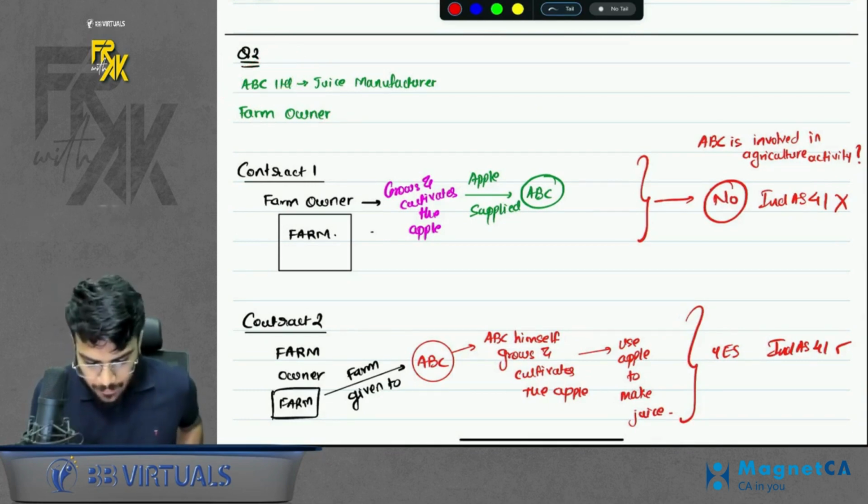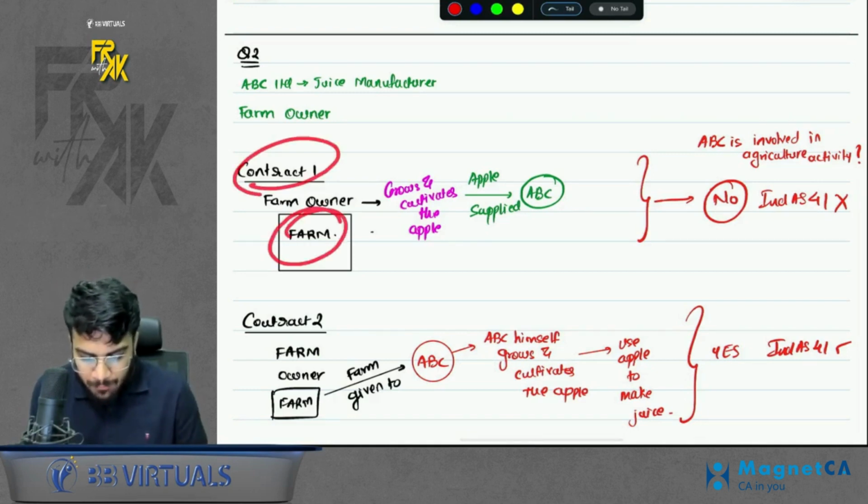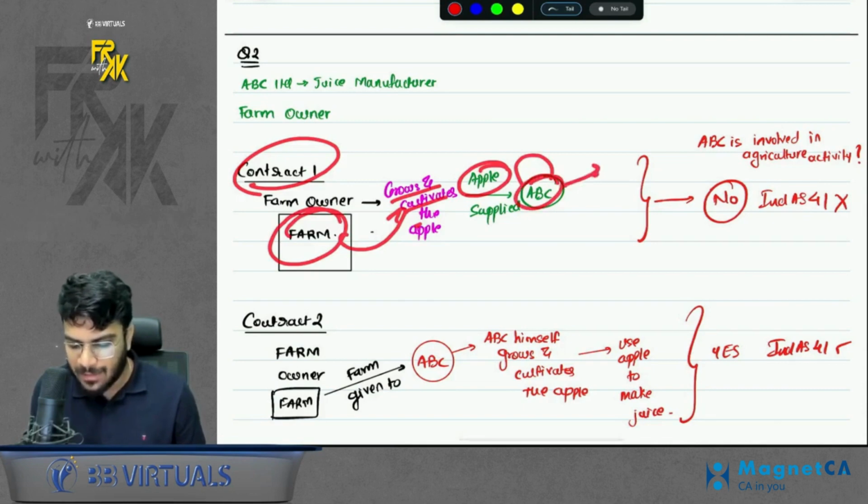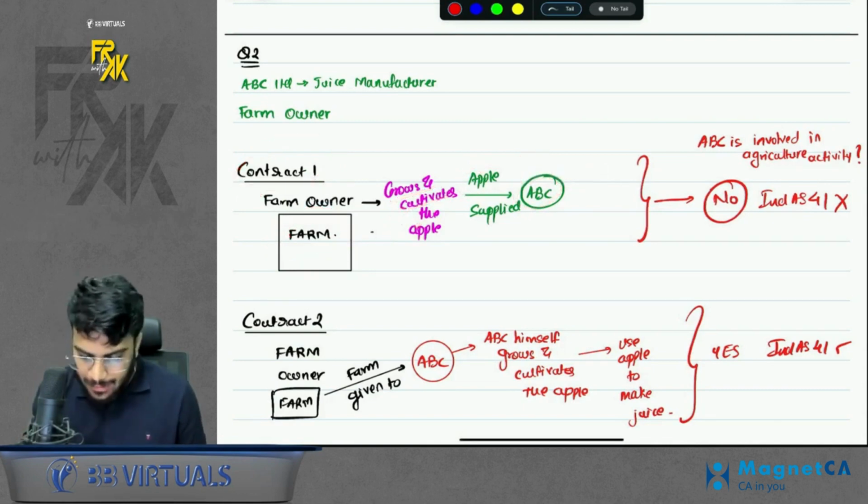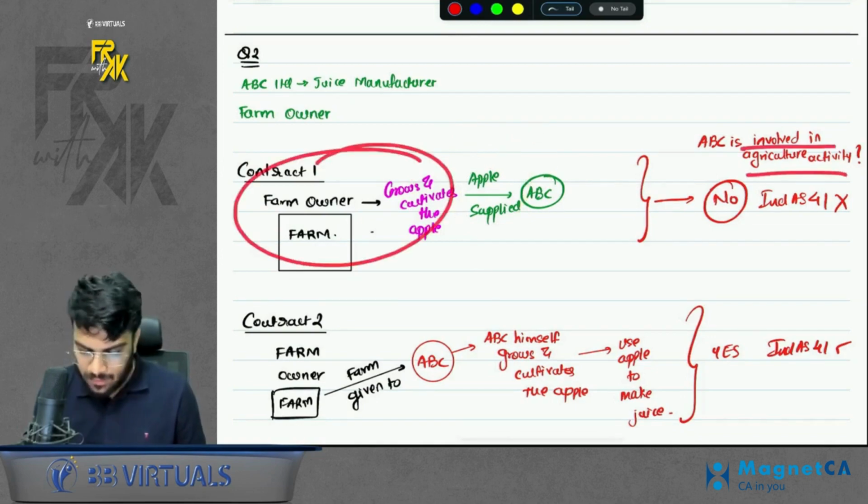So let's say in contract number 1, the farm owner was growing the apples and selling the apples to ABC, with which ABC used to prepare juice. Here ABC is not doing agriculture activity. Here ABC is just buying the apples. So contract number 1 is not agriculture activity for ABC.